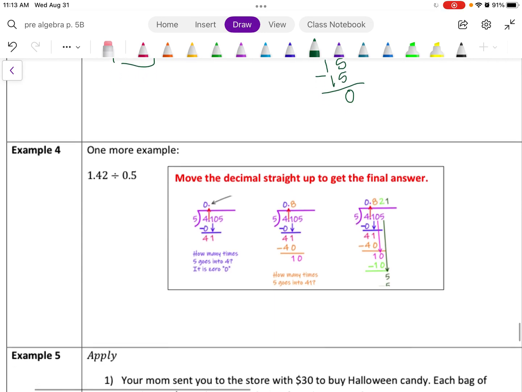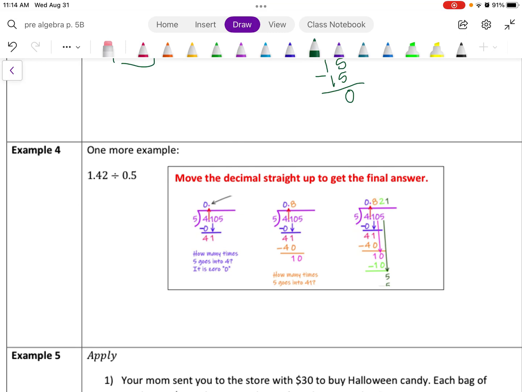Let's keep going here. One more example. If we wanted to take 1.42 and divide it by 0.05. So here, they already did our work for us, and they did not. These numbers do not match up. Okay, so this is just an extra example.